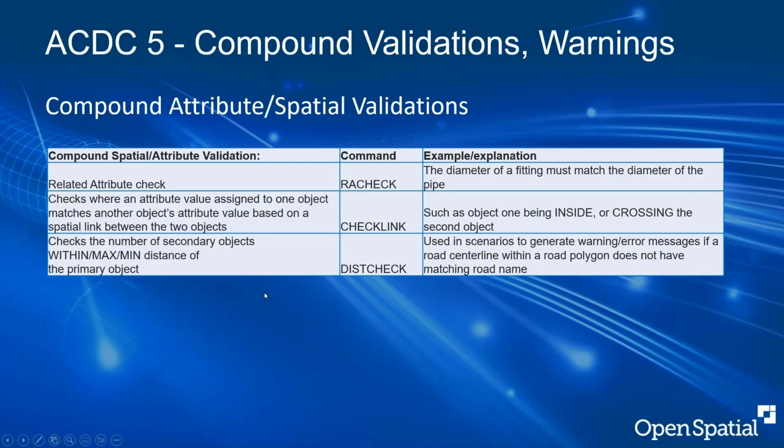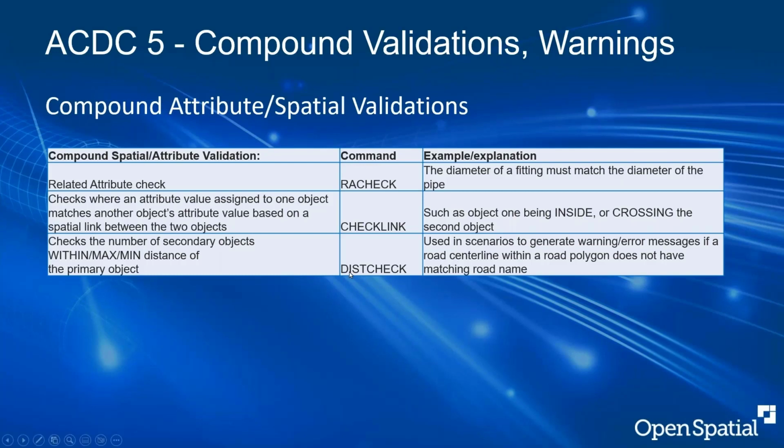And you can combine these then. So you can look at a related attribute, where one feature checks something against another feature. So the diameter of a fitting must match the diameter of the pipe that's touching it. So basically you've got the right asset information there. Or you can look at a check where one object can be inside or crossing another object.